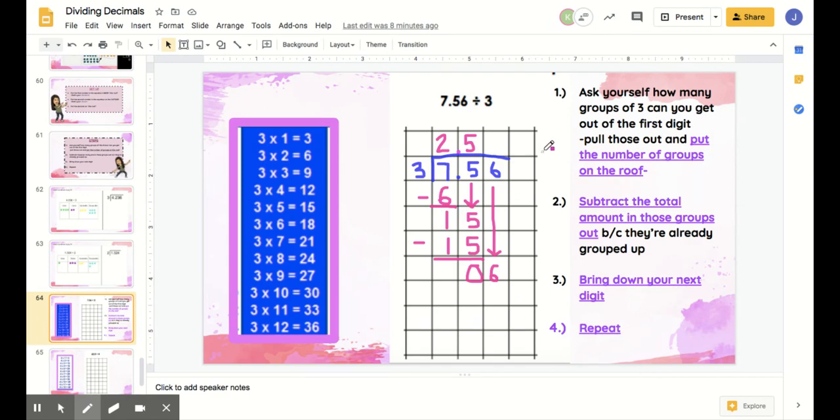Then I repeat. So I ask myself, how many groups of 3 can I get out of 6? 2. 2 groups of 3 is exactly 6. So I'm subtracting those out because they got grouped up on top. I see there's nothing left to divide there, and there's nothing left to bring down. So I'm done. My answer is 2 and 52 hundredths.